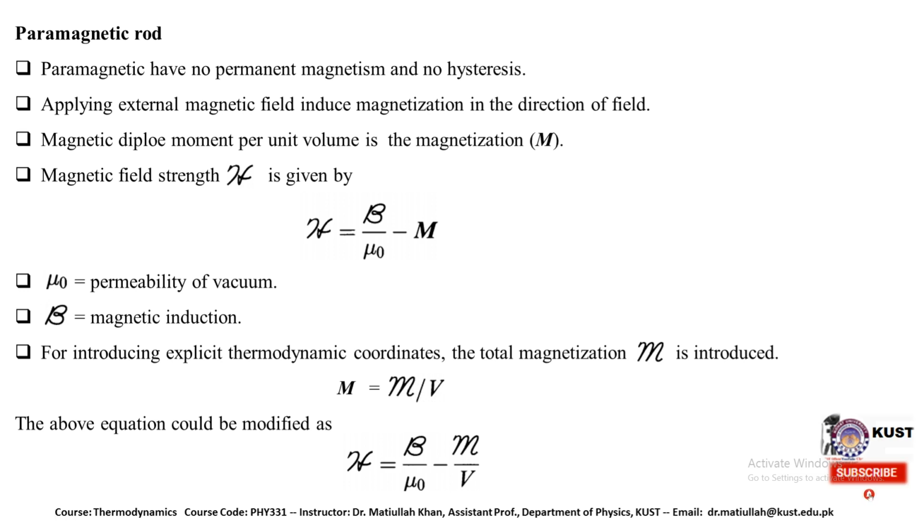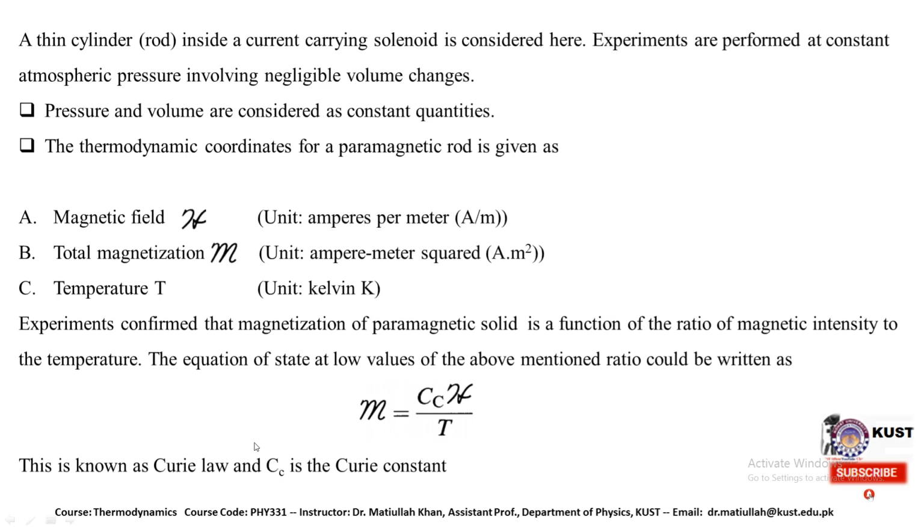If we make such a change in M, we put M equal to small m divided by V in this equation. The equation is then modified so that the value of H is equal to B divided by mu naught, minus m divided by V. This is the new form of the equation of H, the magnetic field strength.